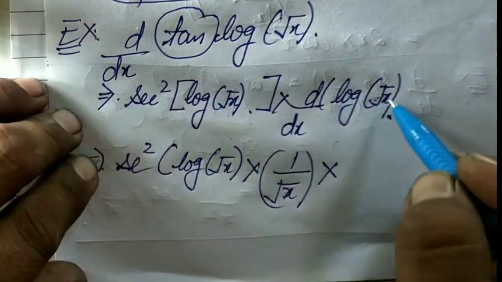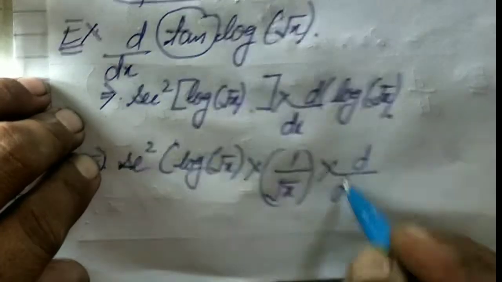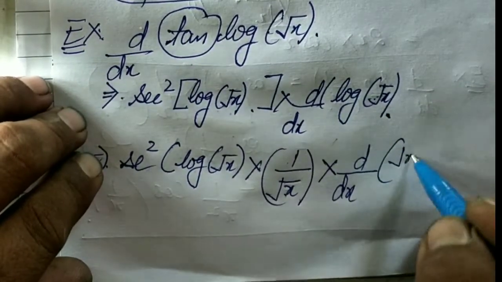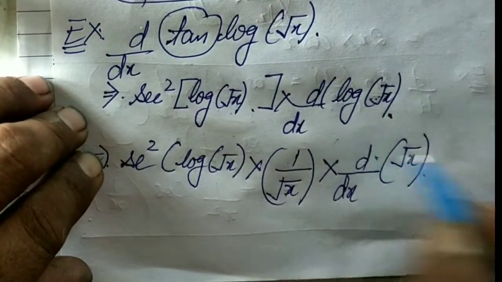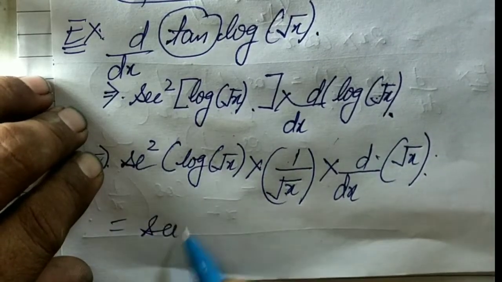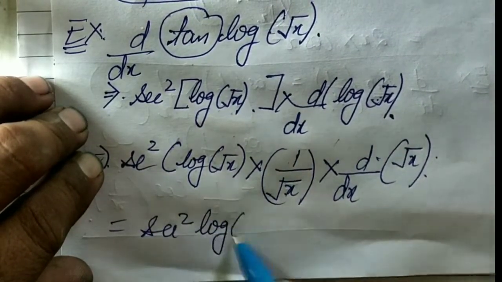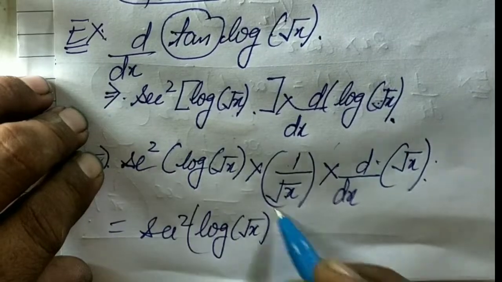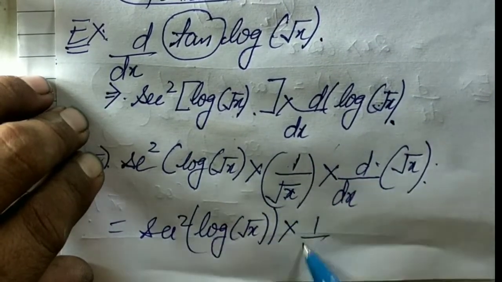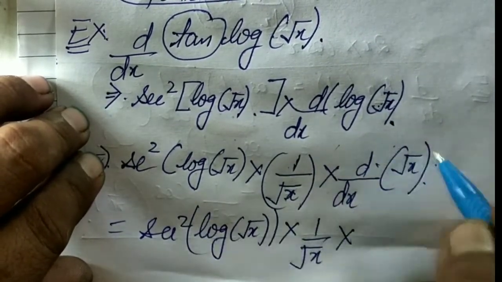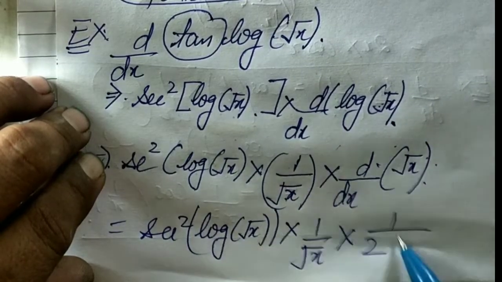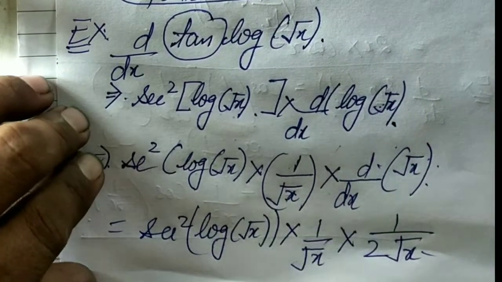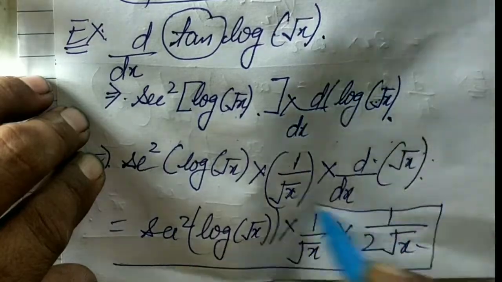But now since it is not x, there is root x instead of x, I will multiply it with the differentiation of root x. And now the differentiation is done here. This was the first term, this was the second term, and then I differentiate root x, I will get 1 upon 2 root x. So now this is the answer.